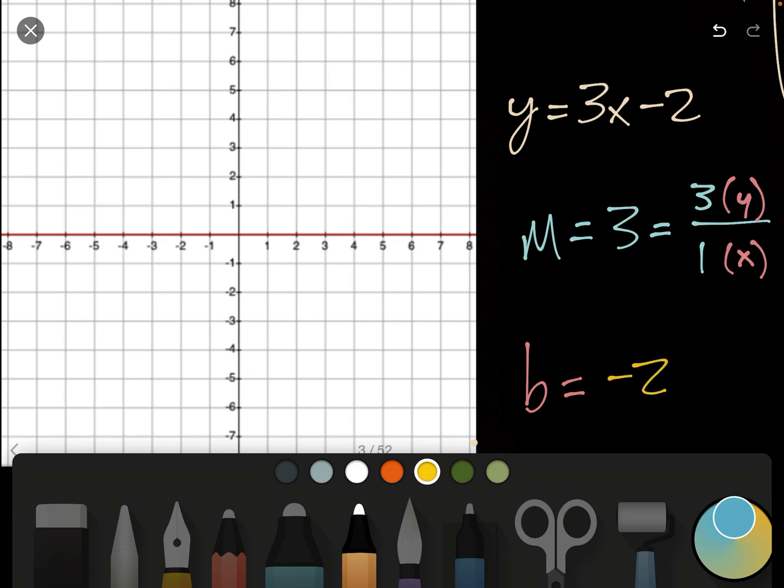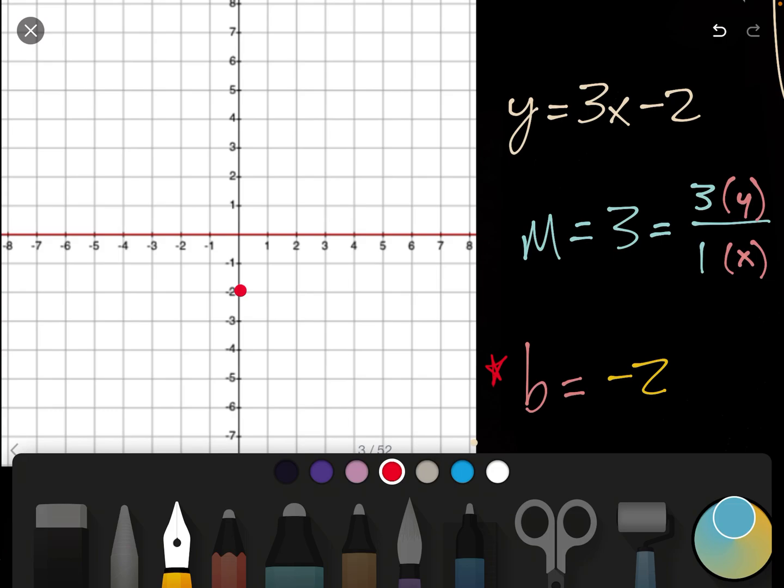So I got my m set, I got my b set, we're established. Now we have to go over to actually create the graph. Our first move is to put our first point at the b, which is your y-intercept, on your y-axis. Your b is always going to be on your y-axis. So I start right there at negative 2 on my y-axis.